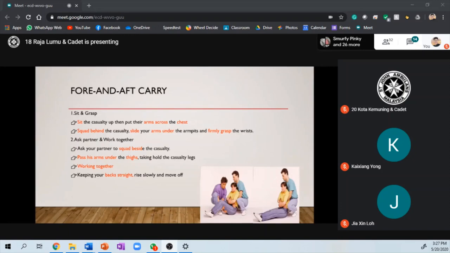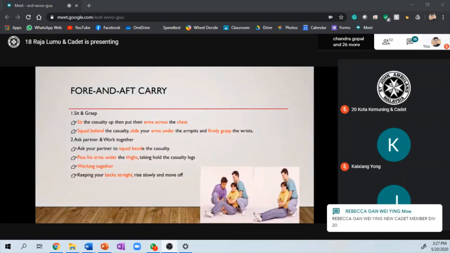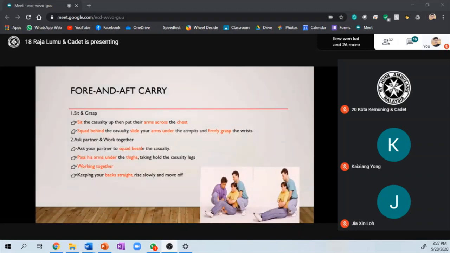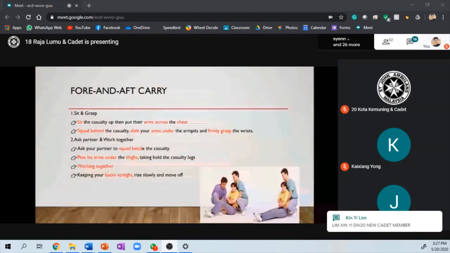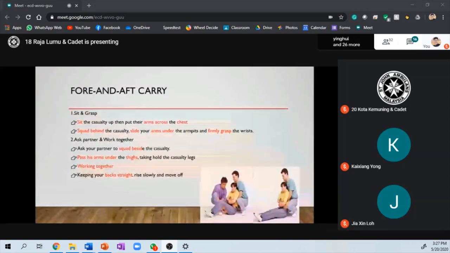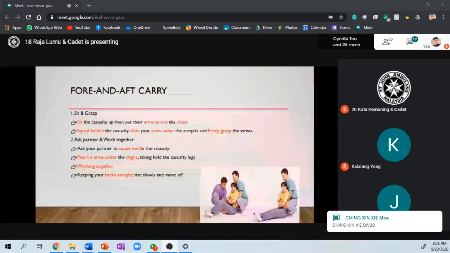Now we move to the next one, which is the fore and aft carry method. First step is sit and grab. Sit the casualty up, then put their arms across the chest. After that, squat behind the casualty. Slide your arms under the armpits and firmly grab the wrists. Second step, ask your partner and work together. The partner is also a first aider, your friend. The partner squats beside the casualty, passes his arms under the thighs, takes hold of the casualty's legs, and you start walking together.